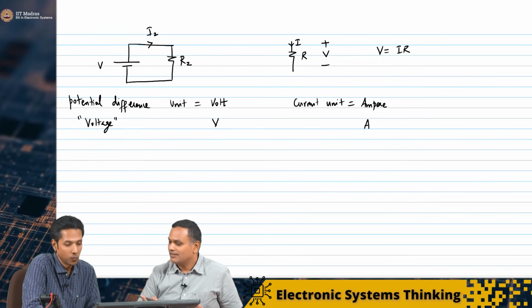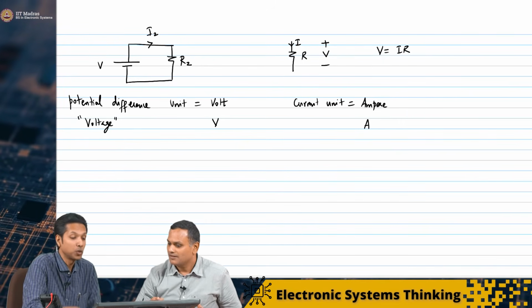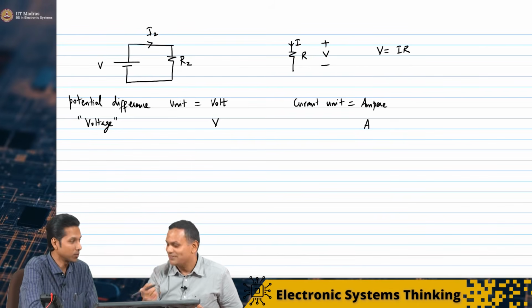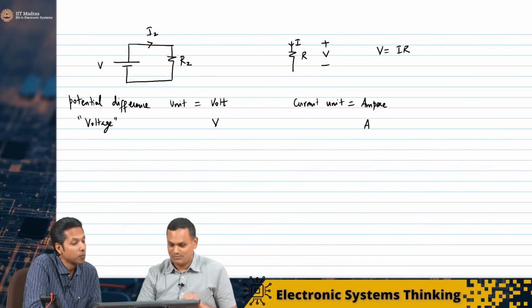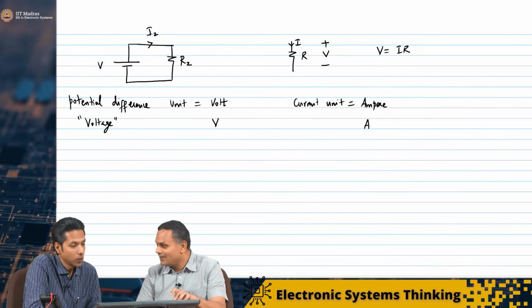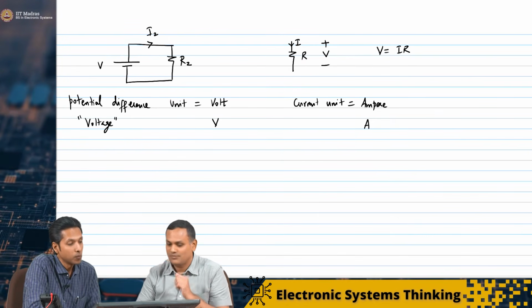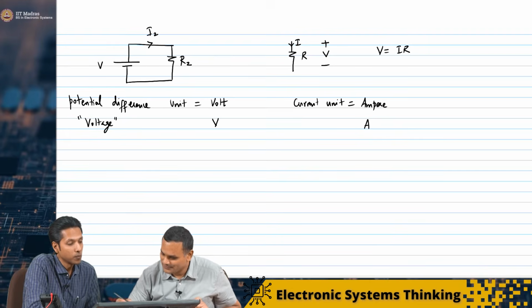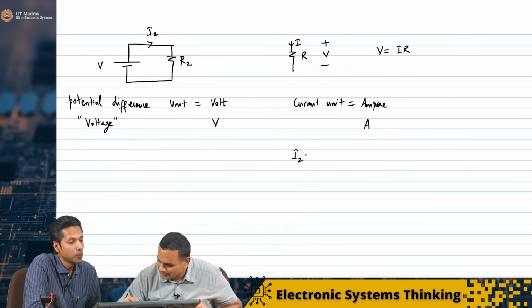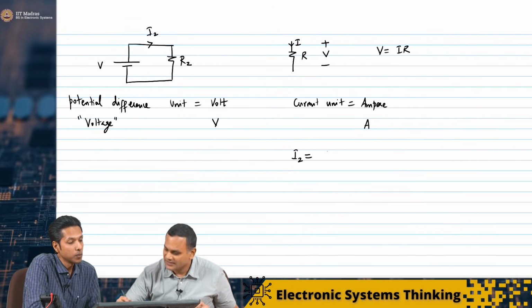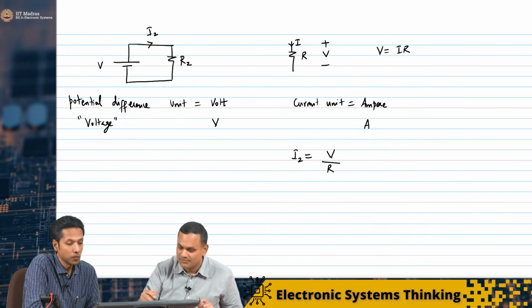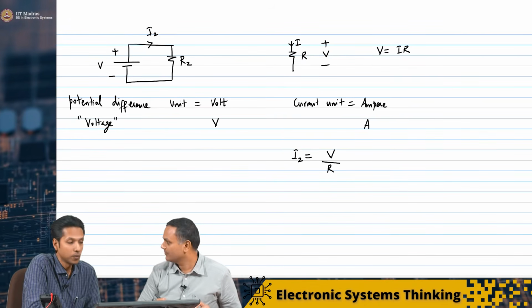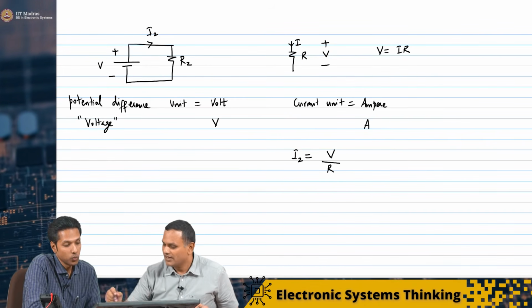Okay. So also, using this, I can find the current flowing through. Now we can find out what I2 is, because I am applying a potential difference V across R2. So I2 is nothing but the potential difference across R2, which is V, divided by R2.